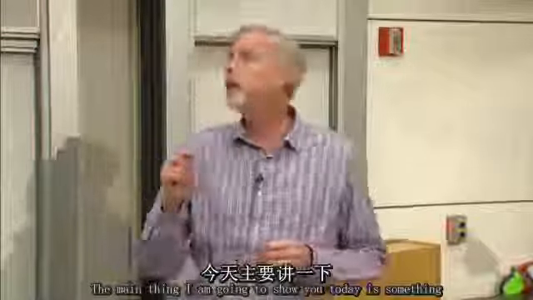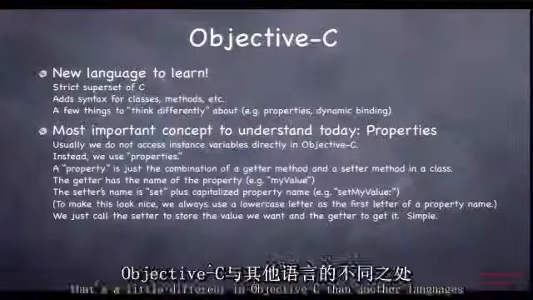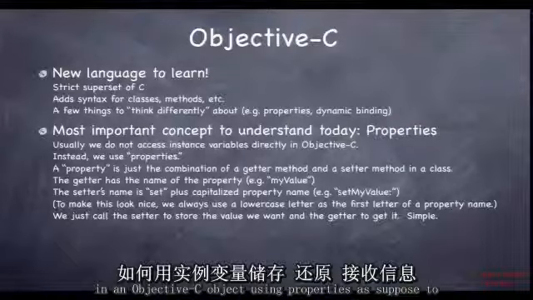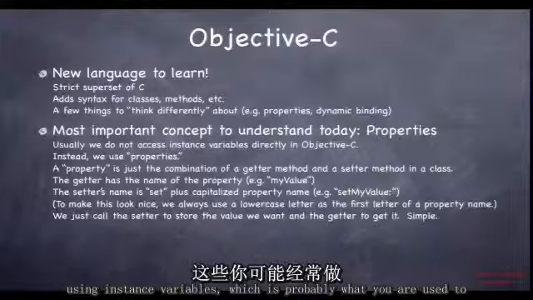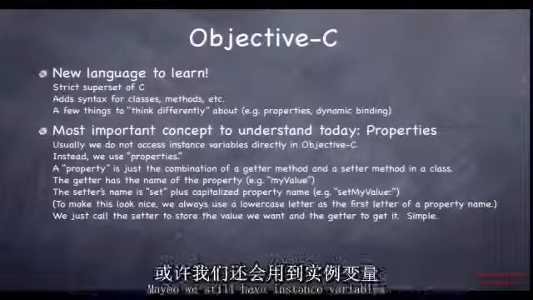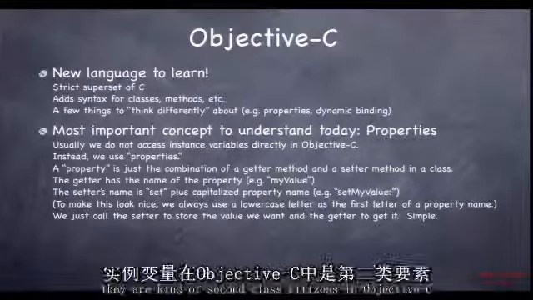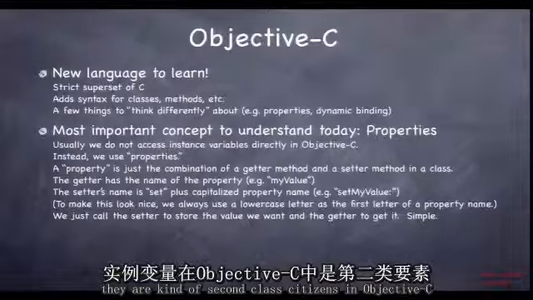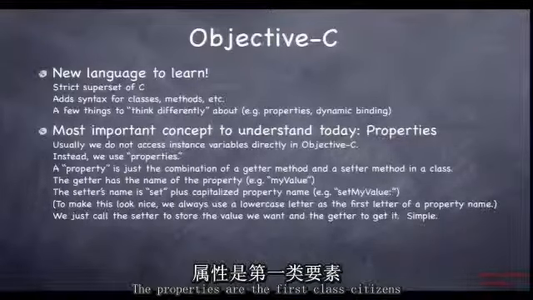The main thing I'm going to show you today is something that's a little different in Objective-C than in other languages, which is how we store and retrieve information in an Objective-C object using properties as opposed to using instance variables, which is probably what you're used to. And we still have instance variables. They're kind of second-class citizens in Objective-C. The properties are the first-class citizens.